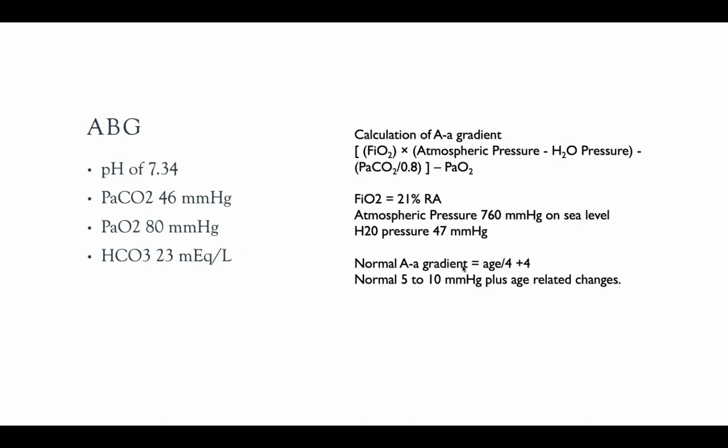Now, the normal AA gradient will vary based on age. So age divided by 4 plus 4 is usually the standard formula. It's usually about 5 to 10 plus age-related changes, because you have to realize that as you age, our lung function deteriorates naturally, and therefore there's going to be some differences, some VQ mismatch.